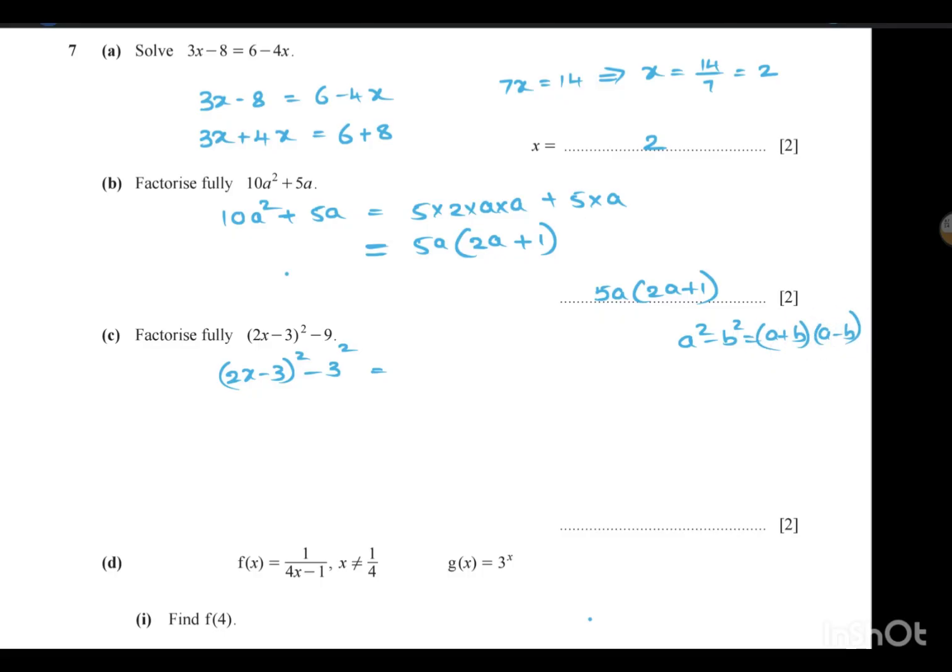So a is 2x minus 3, sorry. A is 2x minus 3 plus 3 into 2x minus 3 minus 3. B is 3 here. That's fine. So now if I take 2x minus 3 plus 3, it becomes just 2x. And 2x minus 3 minus 3 will be 2x minus 6. So this is the answer. 2x into 2x minus 6.